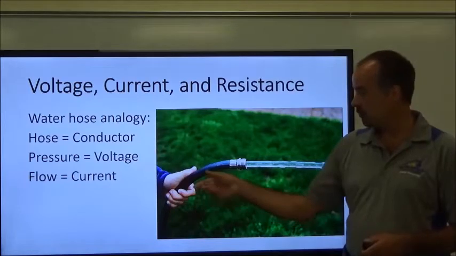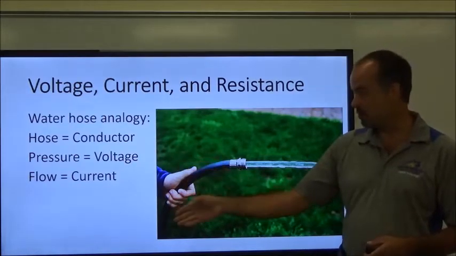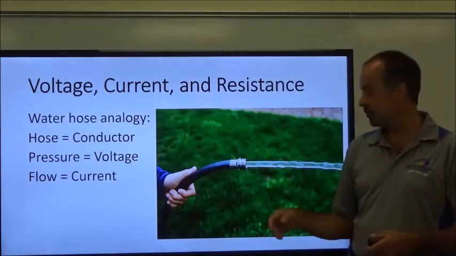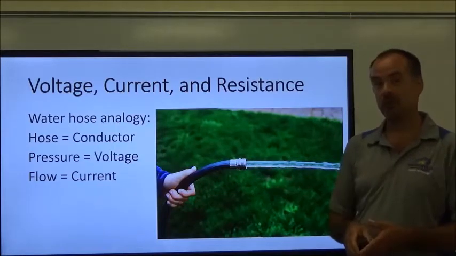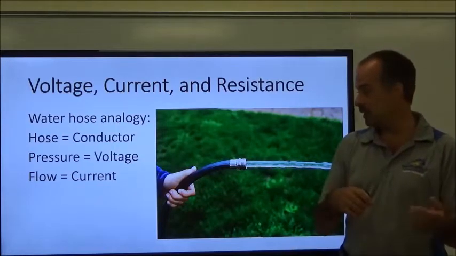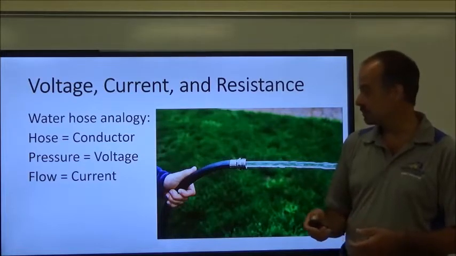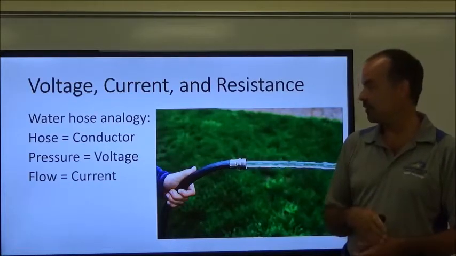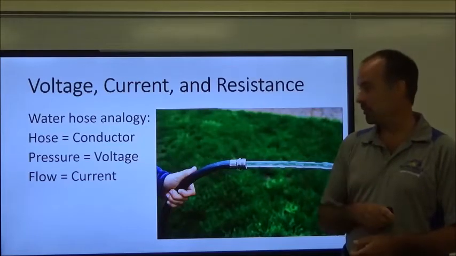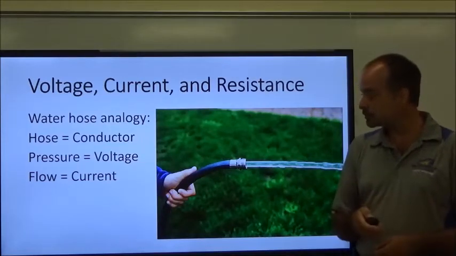Flow, so when I open up the valve and allow that pressure to push the water through the hose, now I've got flow, and the flow represents the current in a conductor. So now I've got the pressure pushing the water. The water flow would be like current.